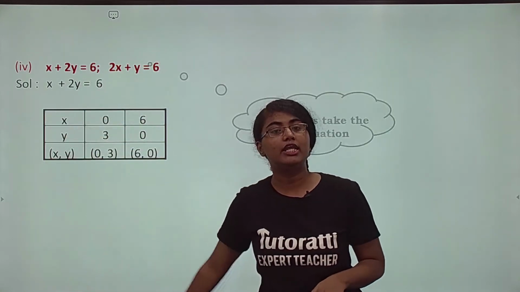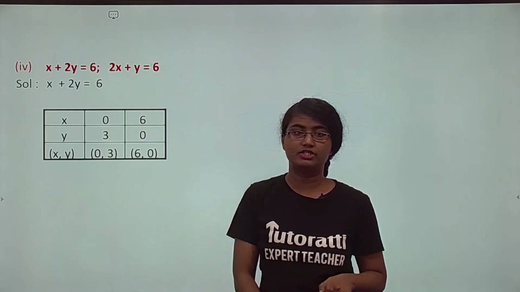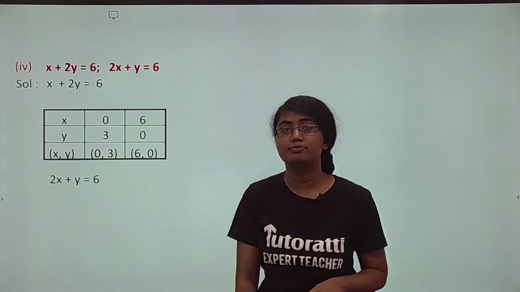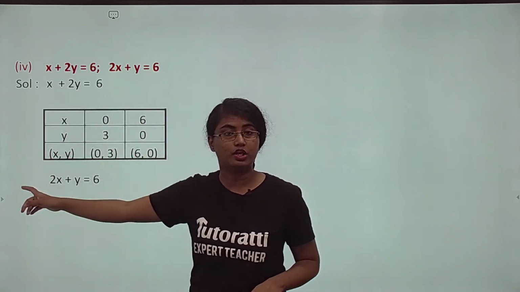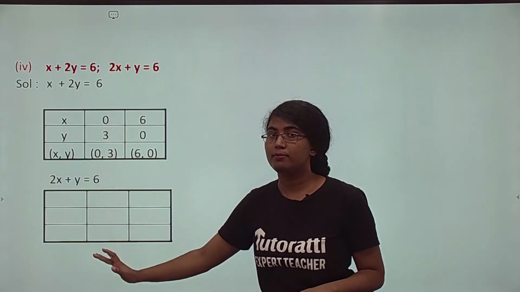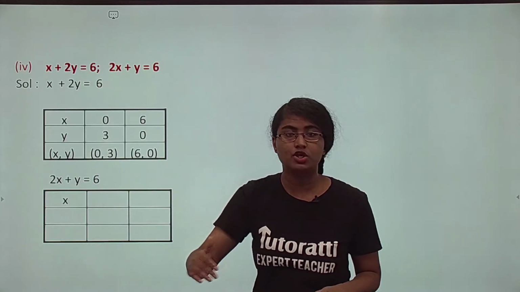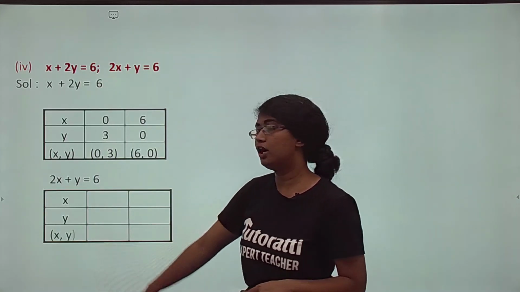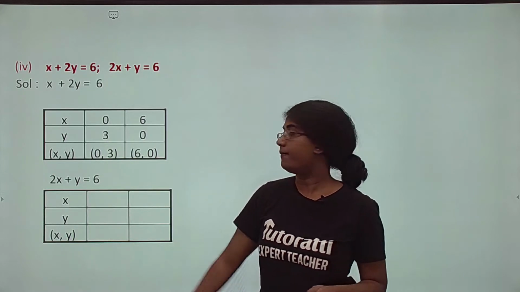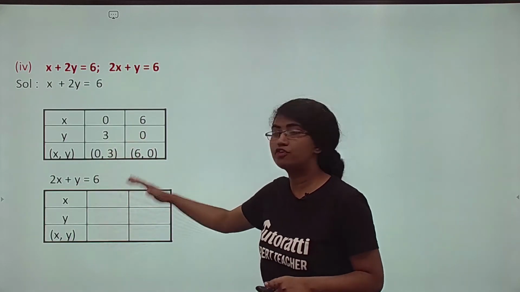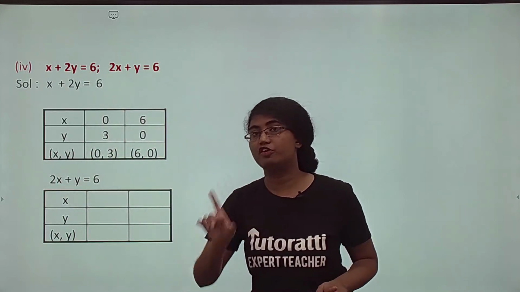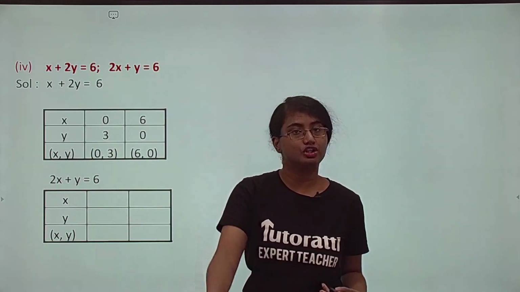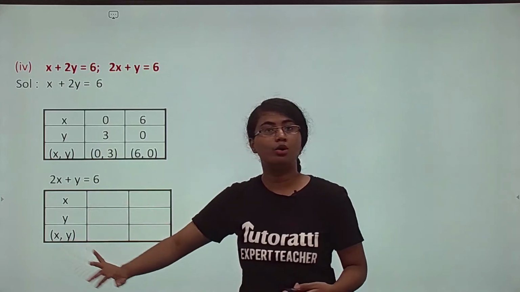Now, taking the second equation, which is 2x plus y equals 6. इसका क्या करेंगे? Again, 3 rows, 3 columns. First column में क्या होगा? The variable x, the variable y, and then the coordinates. ठीक है? Again, proceeding in the same manner with the rest of the 2 columns. Assume one value of one variable, find out the value of the other variable, and put them in the coordinate.